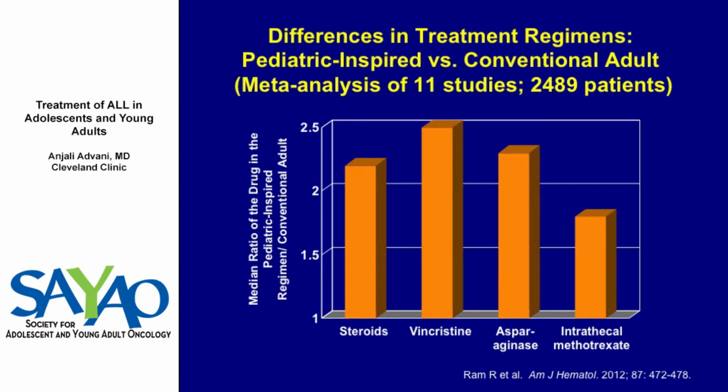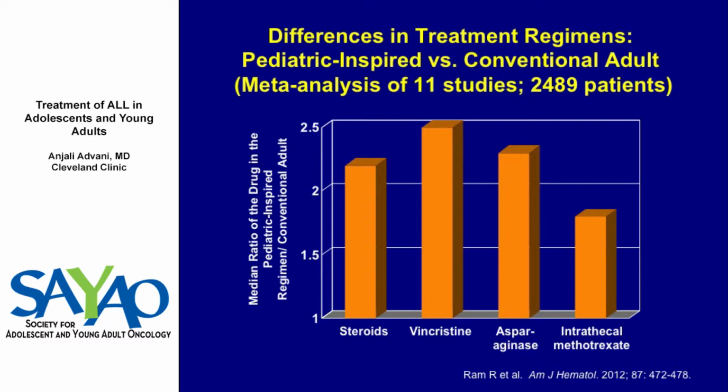And so the question is, why are these outcomes different, and what are the differences in the regimens? There was a very nice meta-analysis published by Ram in the American Journal of Hematology that summarized 11 of these studies and about 2,500 patients, really focusing on this specific age group. In this study, they show that probably the biggest differences were the doses of vincristine, the doses of steroids, asparaginase, and also of intrathecal therapy, so of intrathecal methotrexate.